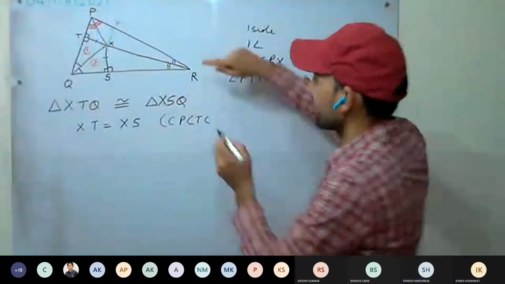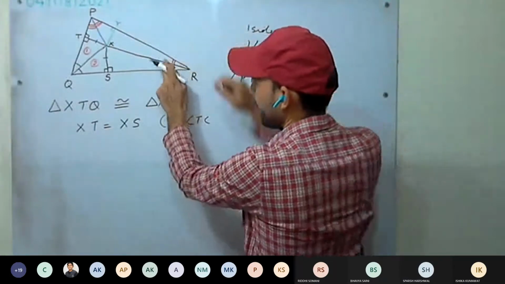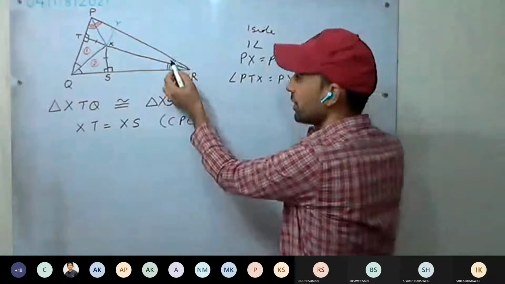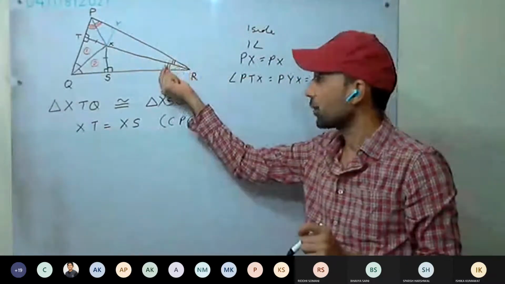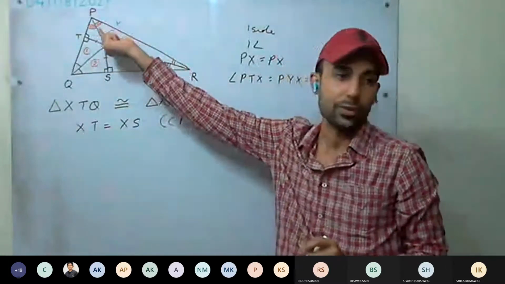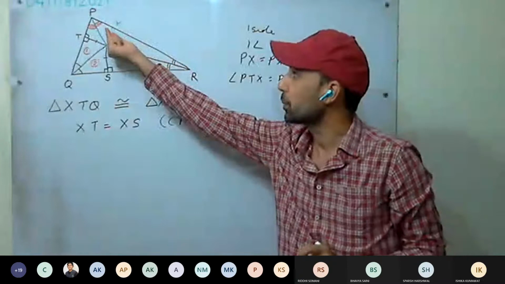Okay, see here, one more hint you can get in the question. In the question, what was given? This angle was bisected. RX was the angle bisector. We haven't used this part till now. So maybe this part is going to be used somewhere, maybe in proving these two triangles to be congruent.